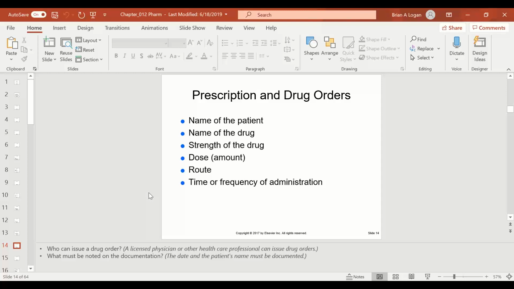On the prescription, you must have the name of the patient, the name of the drug, the strength of the drug, the dose, right? How many, right? The route that it's going, and then how often that patient is taking that medication. For us in the OR, usually it's going to be some kind of local anesthetic. The route will be sub-Q most of the time. And the time and the frequency is right now, and then as needed or PRN.